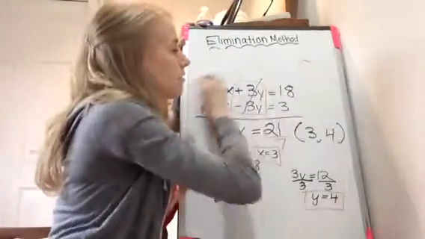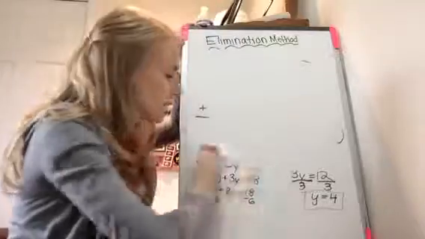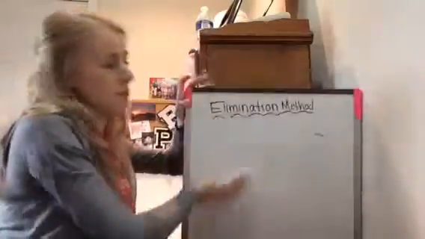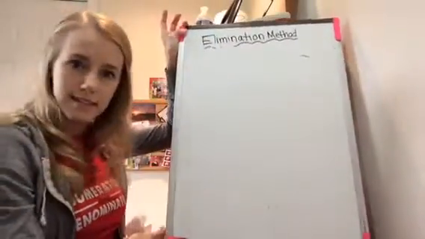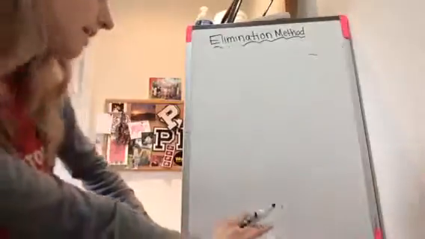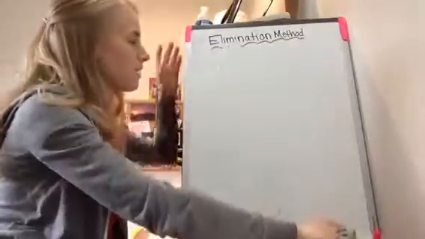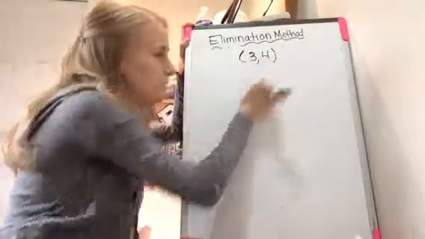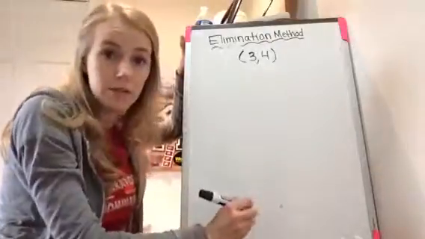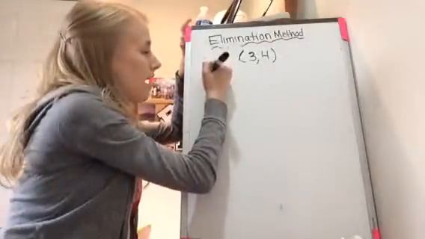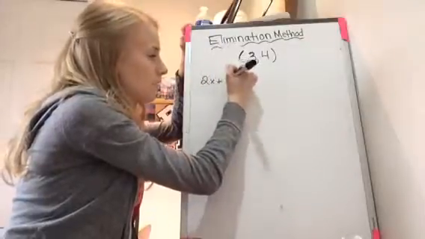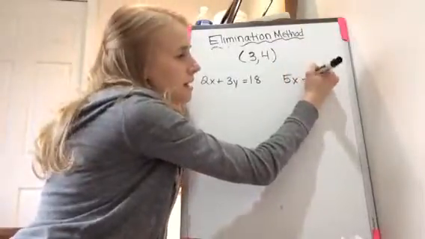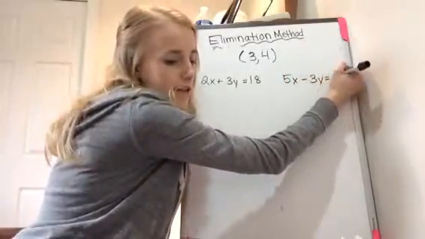So let's just do our check real quick here. That's just making sure that when we plug in our point, we are getting the correct answer. So we said that our point was 3, 4. So we need to plug 3 and 4 into each equation and make sure it equals. So we have 2x plus 3y equals 18, and then we had 5x minus 3y equals 3.